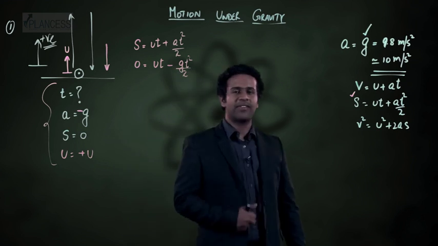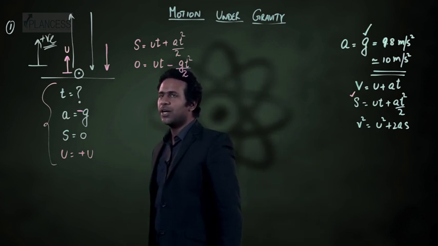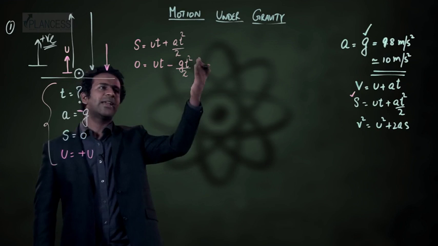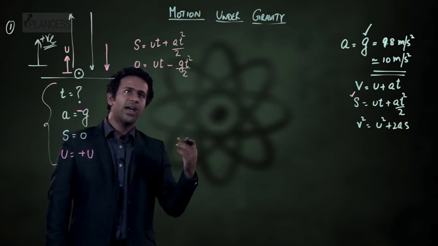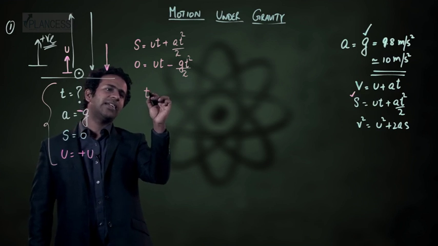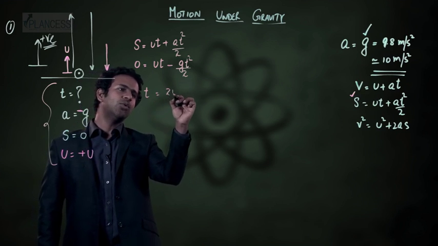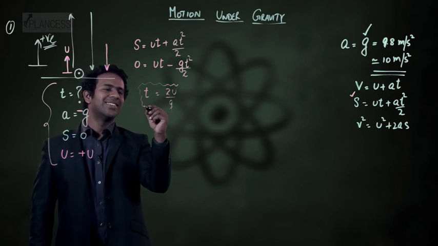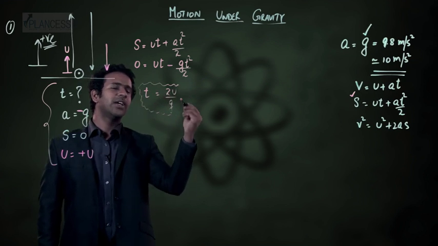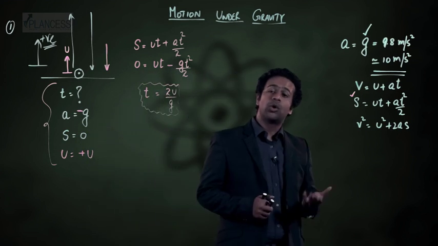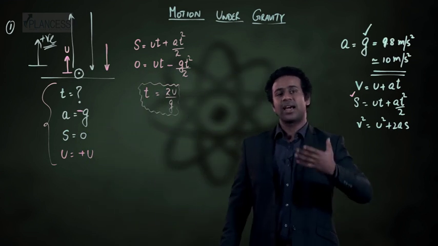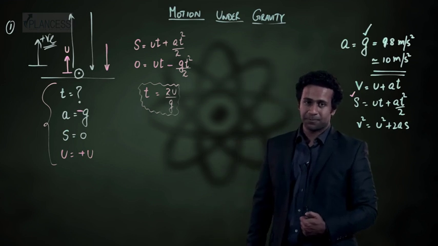Now the further simplification is simple. I'm sure you can do it by yourself. One of the t can be taken out common and it goes to the left hand side and becomes 0. Hence you see that t turns out to be 2u by g. So this time that we have found is basically the time that the ball would take to go upwards and then come back to its original position.